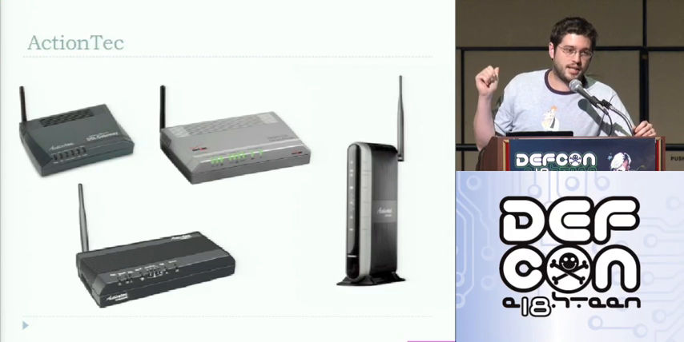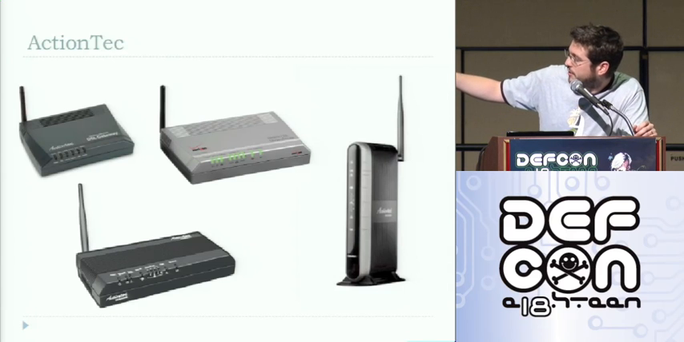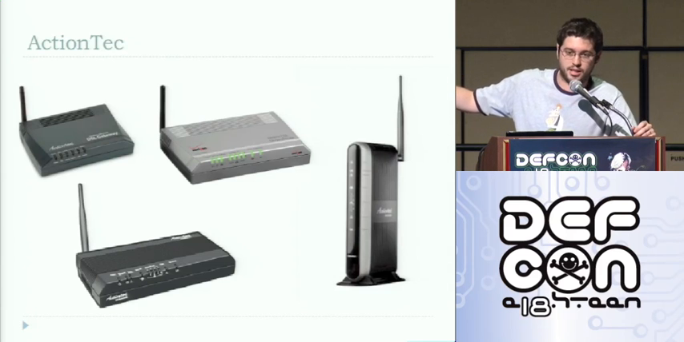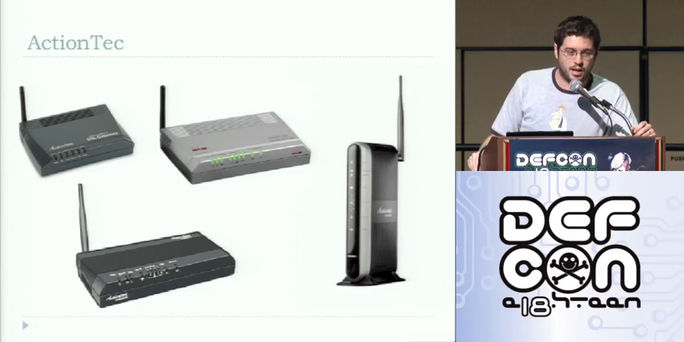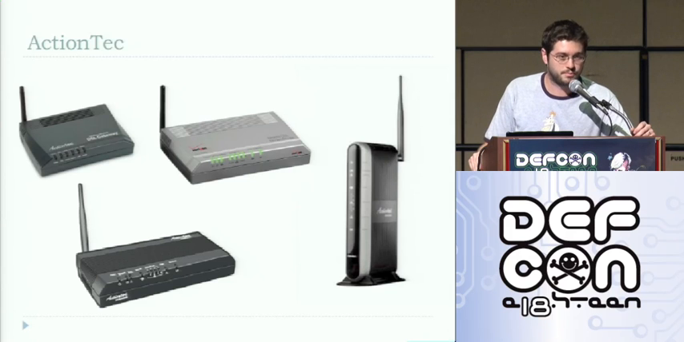So I went ahead and tested a lot of these Action Tech routers. The GT701 and 704 are both DSL routers, and those are distributed by Verizon and Qwest. The MI424, there's two of them here. The Revision C is on the bottom, and Revision D is the one there on the right. Those are the Verizon Fios routers.